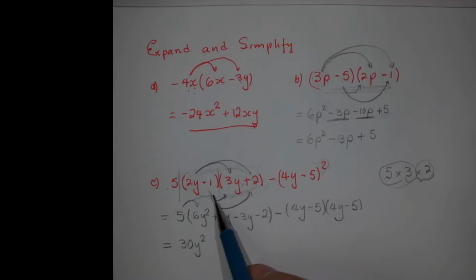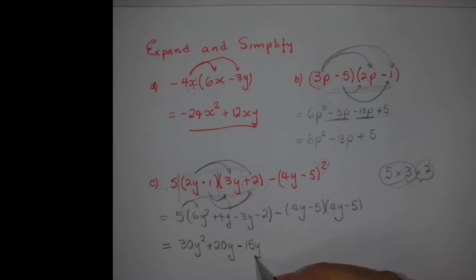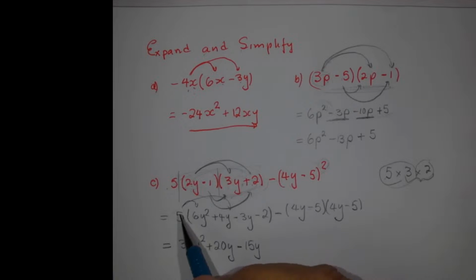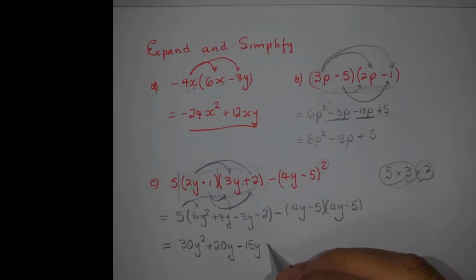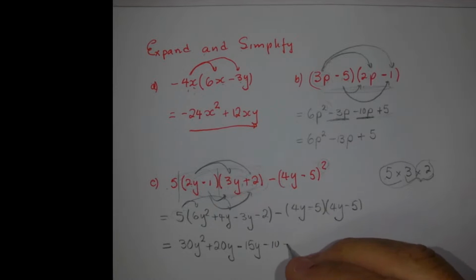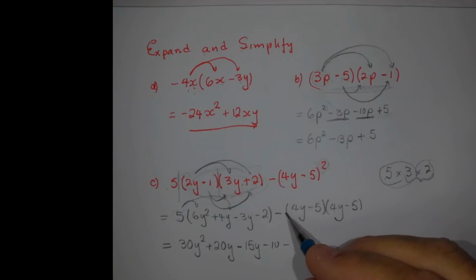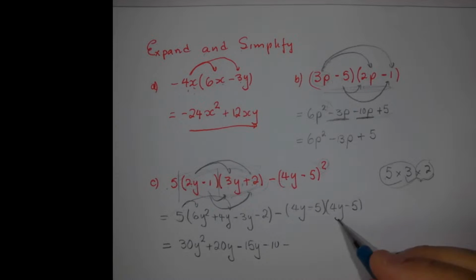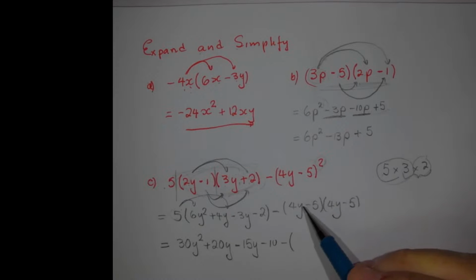And then you multiply 5 times 4y, and that will give you plus 20y. And then 5 times 3y, and that is minus 15y. 5 times minus 3 is minus 15. And 5 times minus 2, that is minus 10. Minus, and then remember that this minus basically affects everything that comes out of there. So I'm going to still open a bracket, and I'm going to then multiply in here.